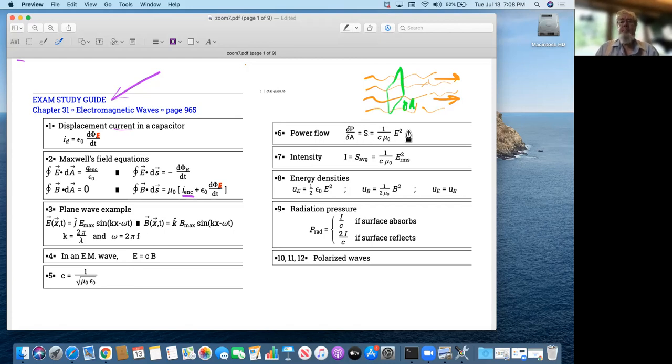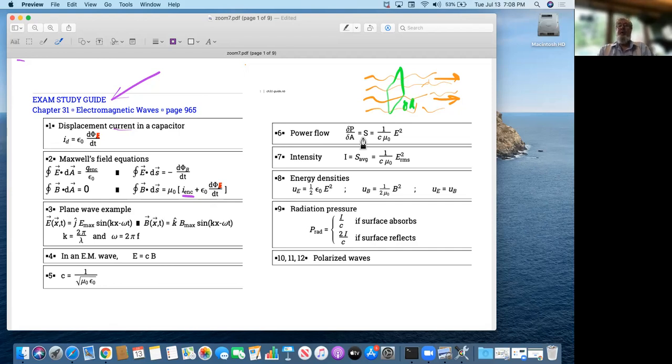Now here's some of the properties of electromagnetic waves. Power flow. Electromagnetic waves carry energy. So if we have a wave, let's say it's traveling in this direction, it's moving energy in that direction. If you set up a little area, let's say a little area delta A, the rate at which energy passes through that area, delta P over delta A, that's the power per unit area.